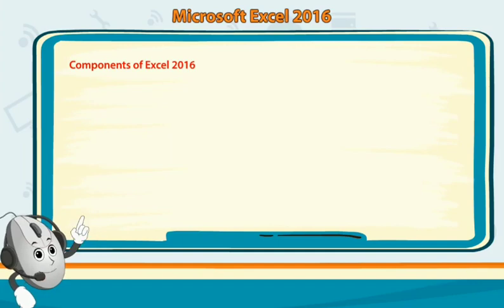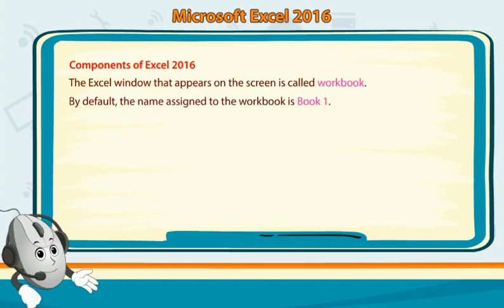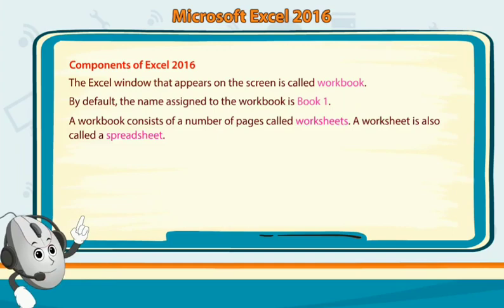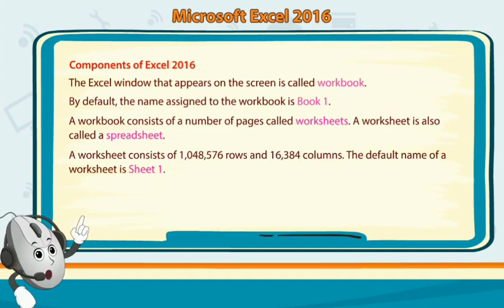Components of Excel 2016. So let's learn the Excel window that appears on the screen. It is called Workbook. By default, the name assigned to the workbook is Book 1, as we have Document 1 and Presentation 1. A workbook consists of a number of pages called worksheets, as we have pages in a book, same way. A sheet is also called a spreadsheet. They are also called spreadsheets.